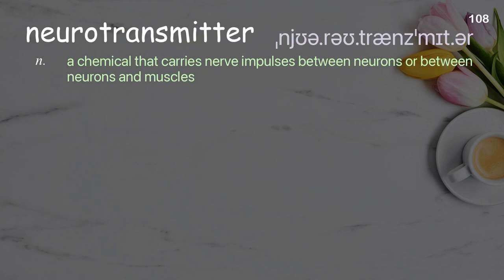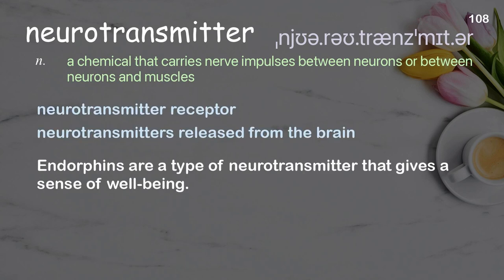Neurotransmitter. A chemical that carries nerve impulses between neurons or between neurons and muscles. Examples. Neurotransmitter receptor. Neurotransmitters released from the brain. Endorphins are a type of neurotransmitter that gives a sense of well-being.